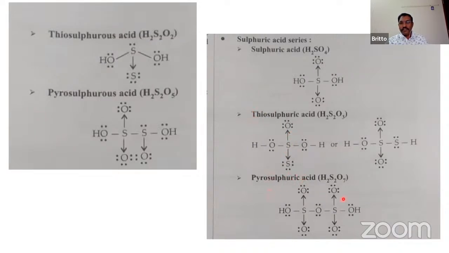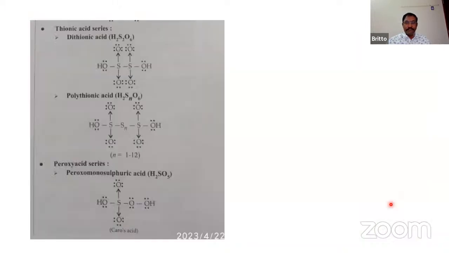Then pyrosulfuric acid, H2S2O7. In H2S2O7 you have this SOS bond there. So S double bond O, SOH is there, and you put an oxygen in the middle and repeat. S double bond O, OH, repeat, and you have to put oxygen in the middle, so you get pyrosulfuric acid. And then also there are several of them there. Next is the thionic acid series.